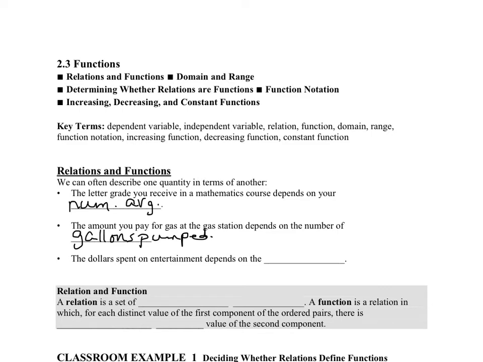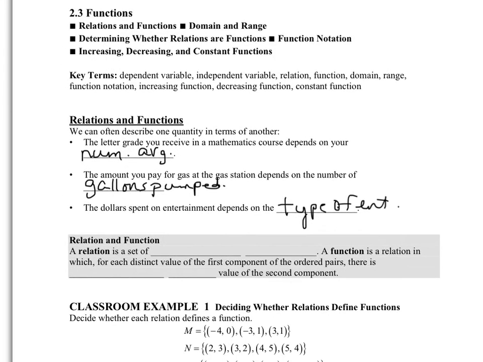And in the last blank, we could see this type of relationship. The dollars spent on entertainment would depend on, and let me give you a quick example so you can see. Would you expect to pay the same amount of money to go watch a movie as you would pay to go to Six Flags? Probably not. Therefore, the dollars spent on entertainment would depend on the type of entertainment. So it all depends on what you're choosing to do, what you would pay.